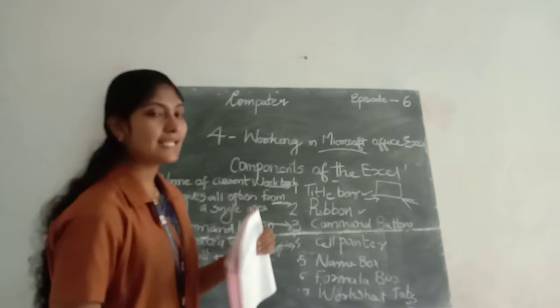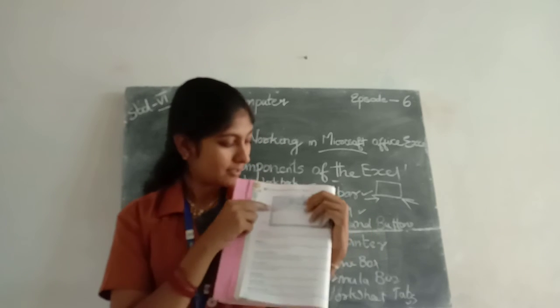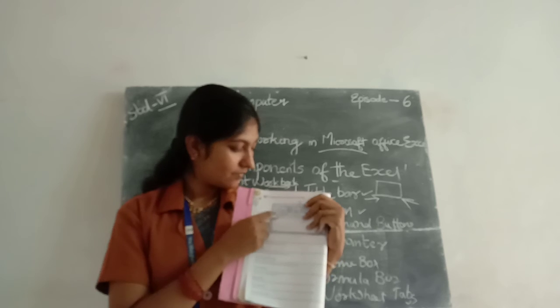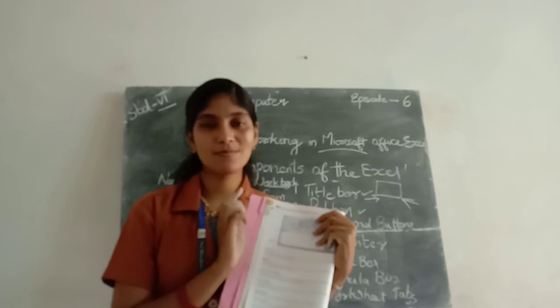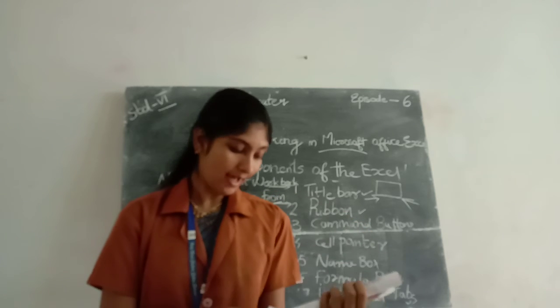Then next is name box. Name box means, here below the ribbon area we can see the name box. Name box simply shows the cell address. Name box is what? Cell address.